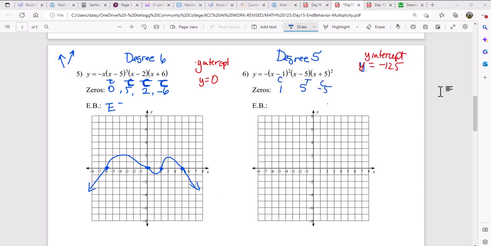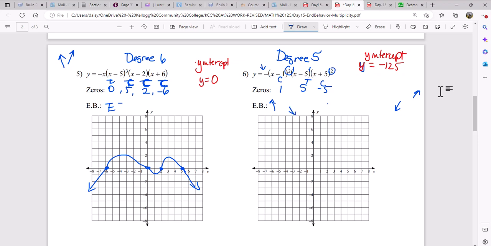So starting here, we have a polynomial of degree 5, because I've got 2, 1, and 2. That adds up to 5. And we know that odd degrees start from below and go up, like on a cubic. But this negative says we're going to flip. So this means I'm going to go up to the left and down to the right.